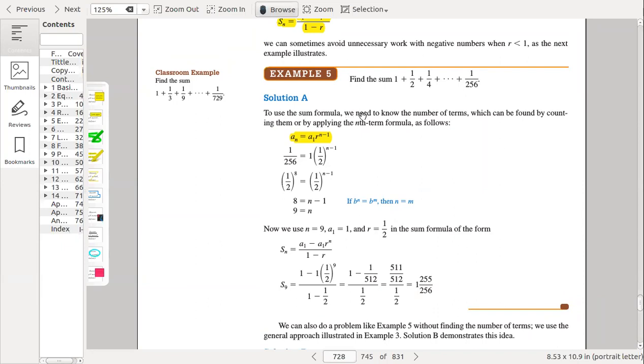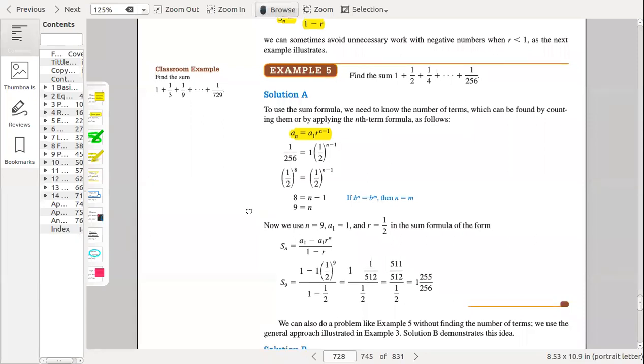We want to know how many terms there are in the sequence, so we want to find n. This is the nth term formula, and the last term can be considered as the nth term. The first term is a1, and the common ratio is 1 by 2. After simplification, we get n is equal to 9. It means there are 9 terms in the geometric sequence.